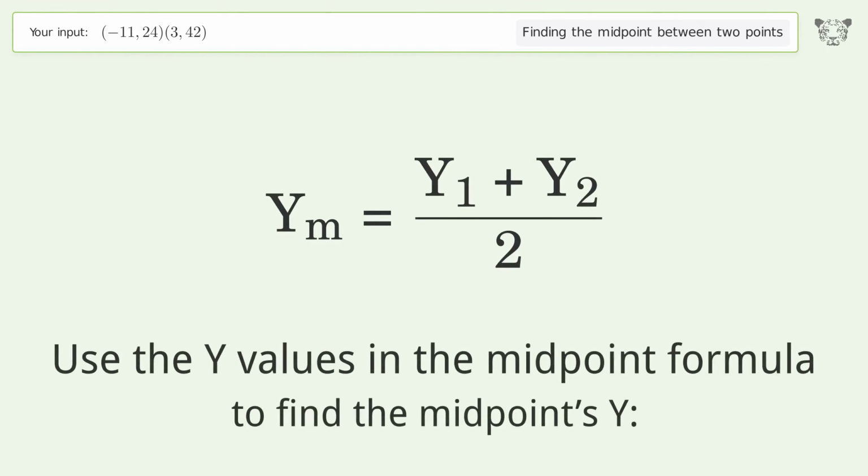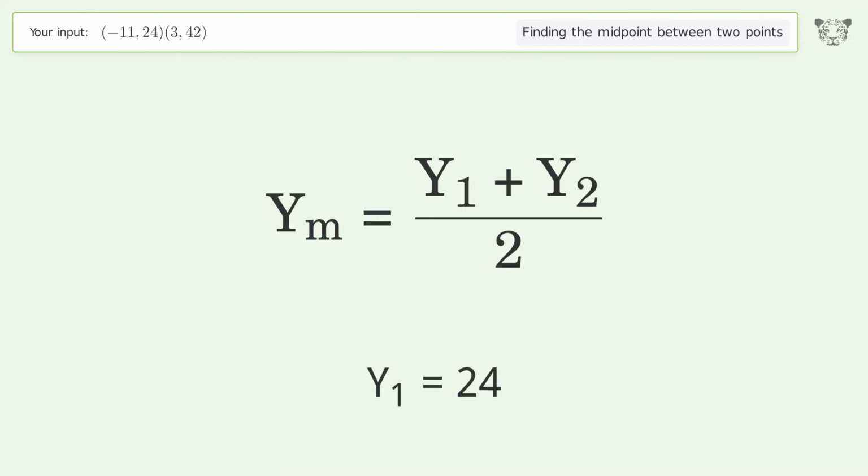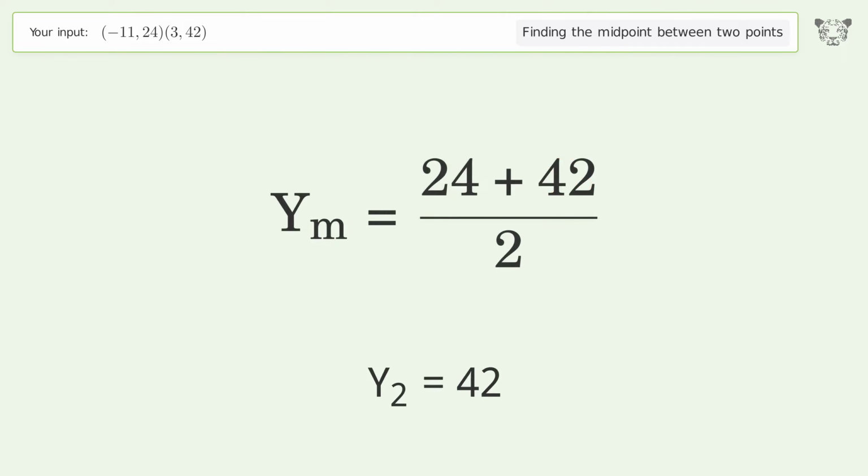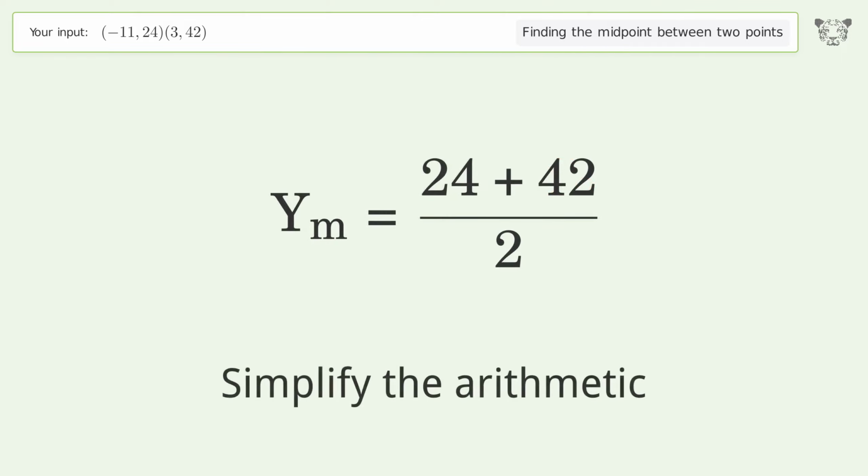Use the y values in the midpoint formula to find the midpoints y. y1 equals 24. y2 equals 42. Simplify the arithmetic.